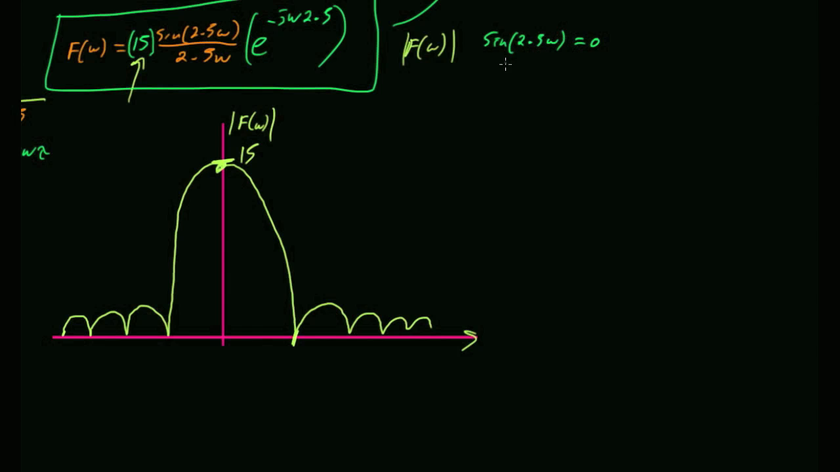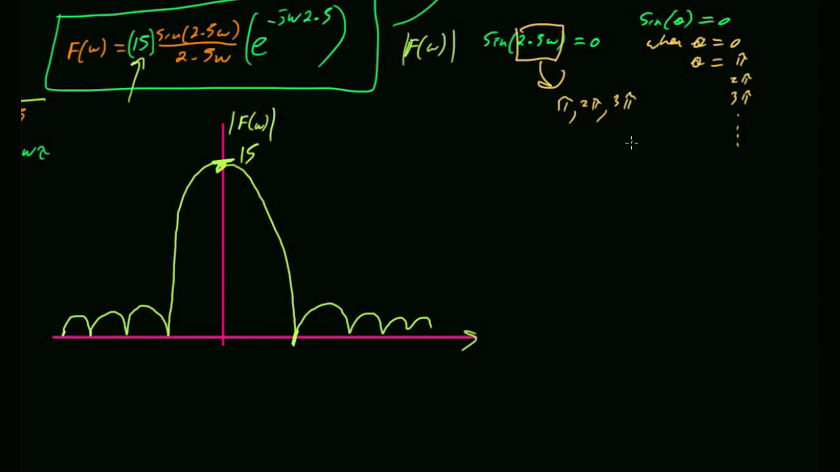Remember, sine of theta goes to 0 when theta equals 0, pi, 2 pi, and so on. So in other words, I need this term to be pi, 2 pi, 3 pi, and so on. Those are the frequencies where my sinc function will zero out. So if 2.5 omega equals pi, that means the first zero frequency is pi over 2.5 radians per second. Whatever that number is, pi over 2.5 radians per second. Some frequency. I don't know and don't care. So that's where it zeroes out.